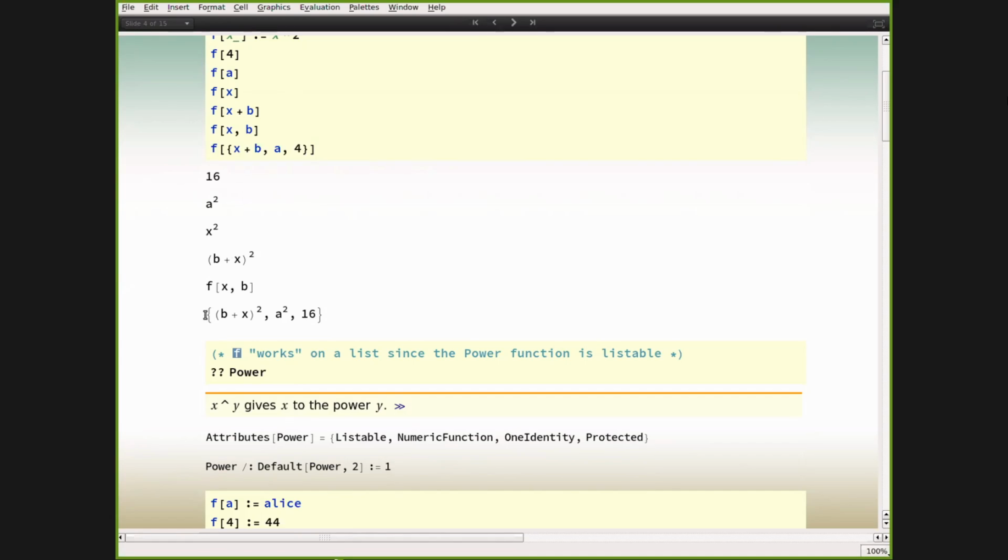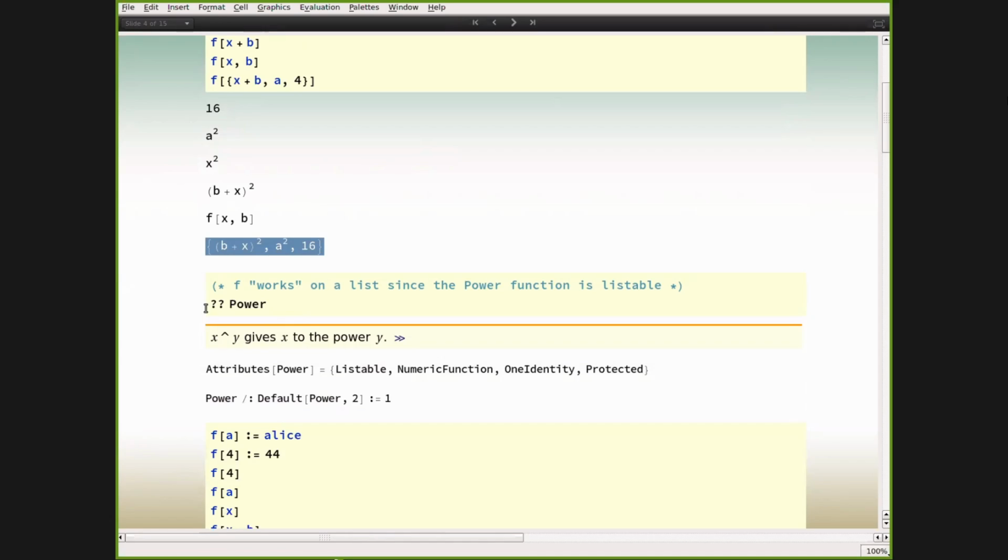So the only thing going on here is that this list is treated as a whole, a single expression, by our function f, and is passed to the function Power, which is listable. Here you can see the short description of Power.